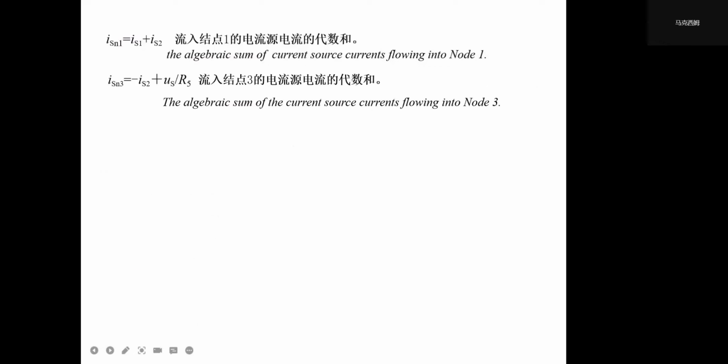And IS1 equals IS plus IS2. This is the algebraic sum of the current source currents flowing into node 1. And IS3 equals negative IS2 plus US over R5. Since the current of the current source IS2 is flowing out of node 3, we give it a negative sign.